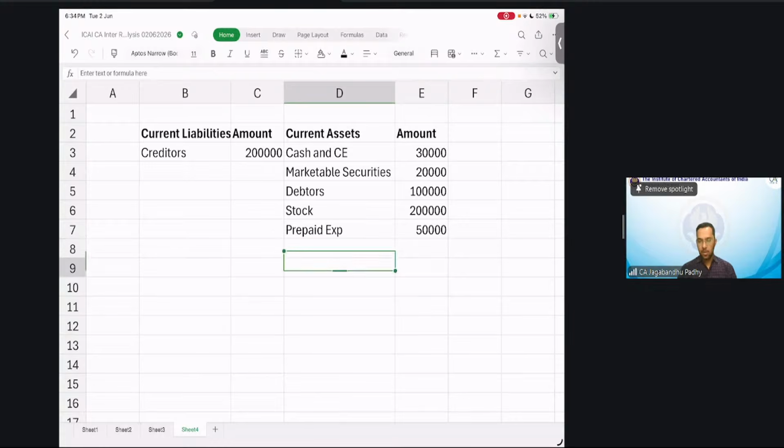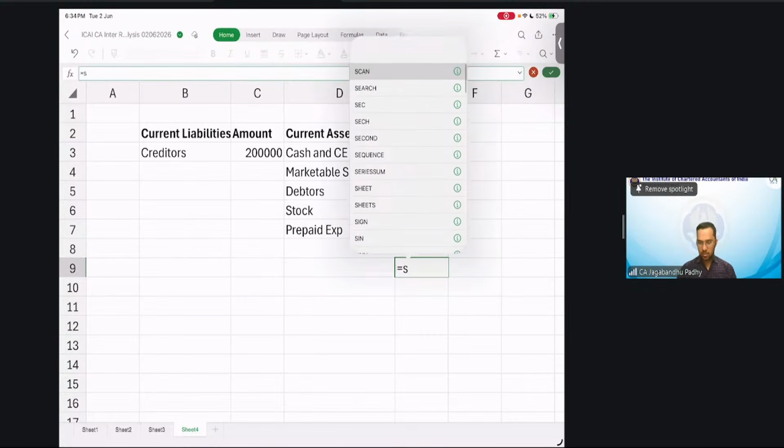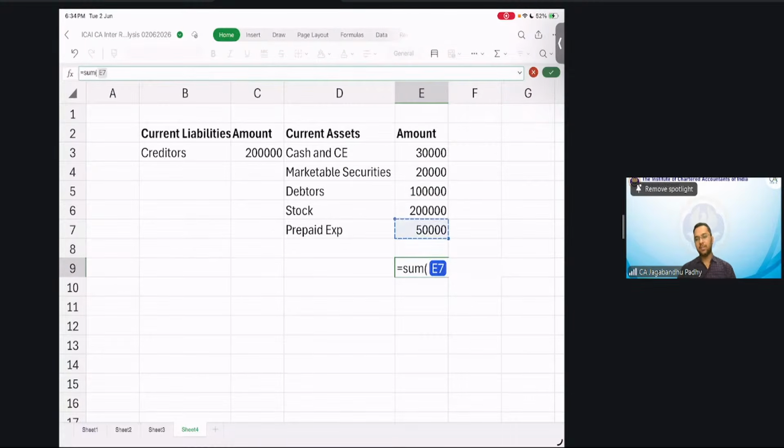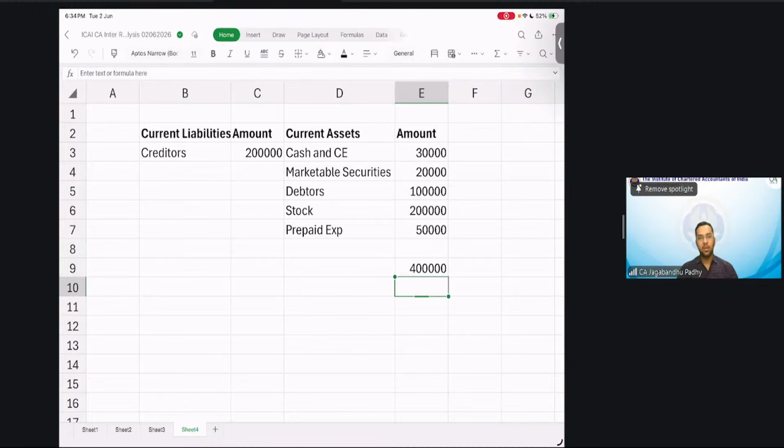Okay. So we say that total current assets is 4 lakh. Total current assets is 4 lakh. And our total current liabilities is 2 lakh. The total current assets is 4 lakh. Current liabilities is 2 lakh.